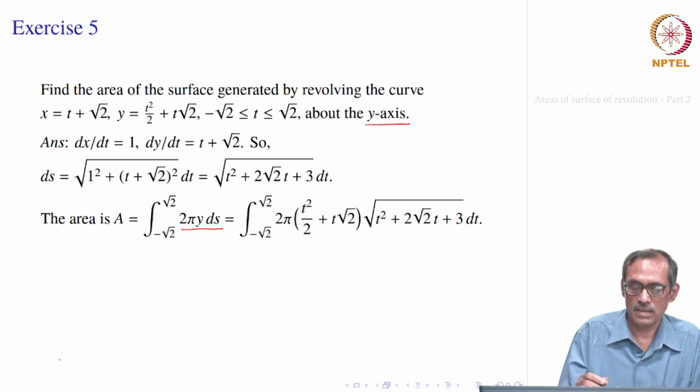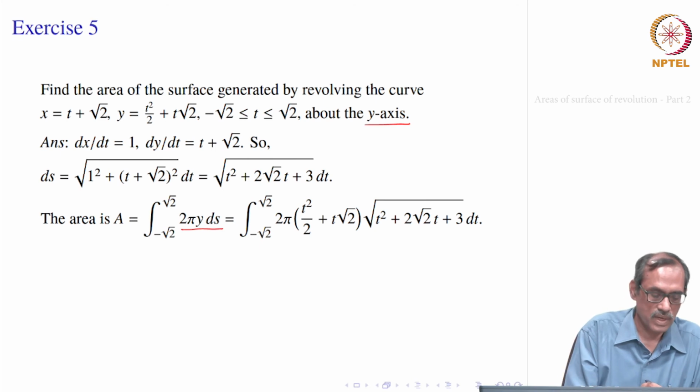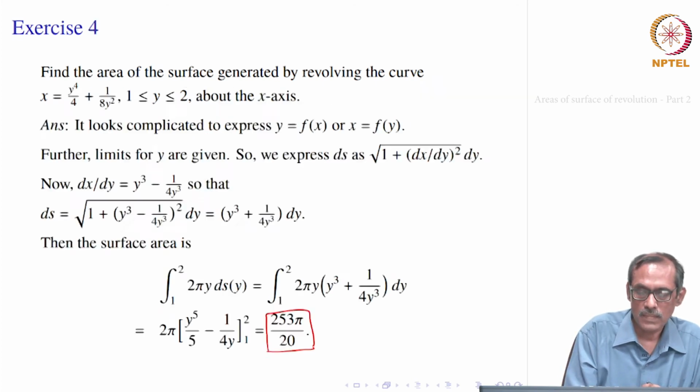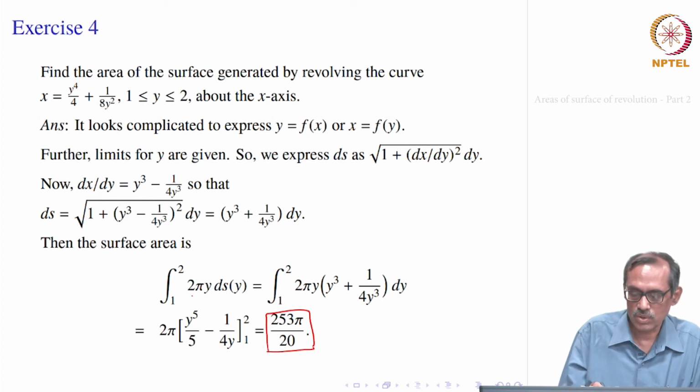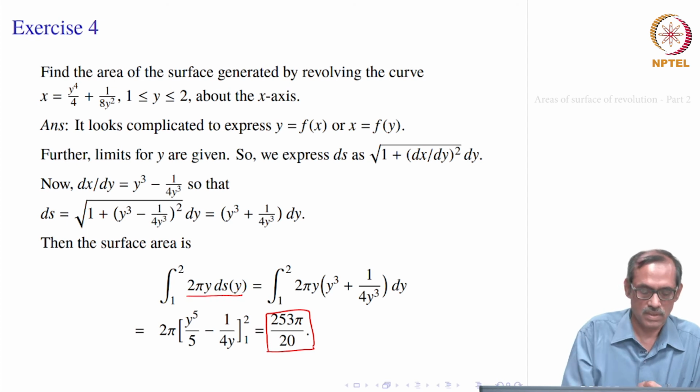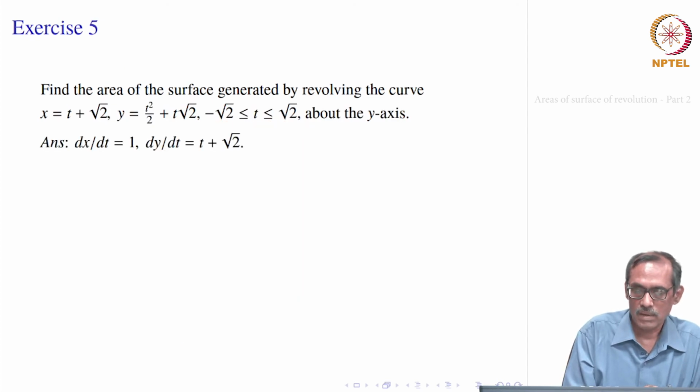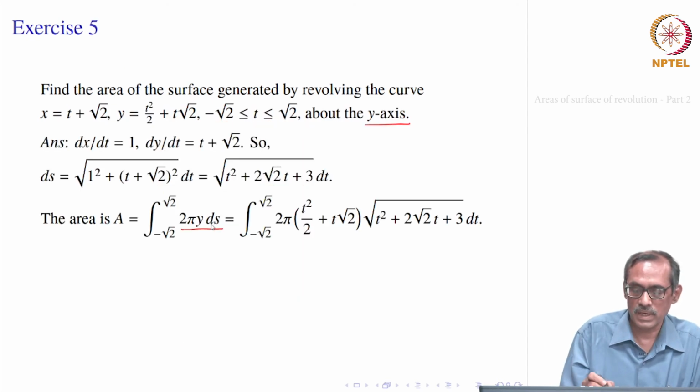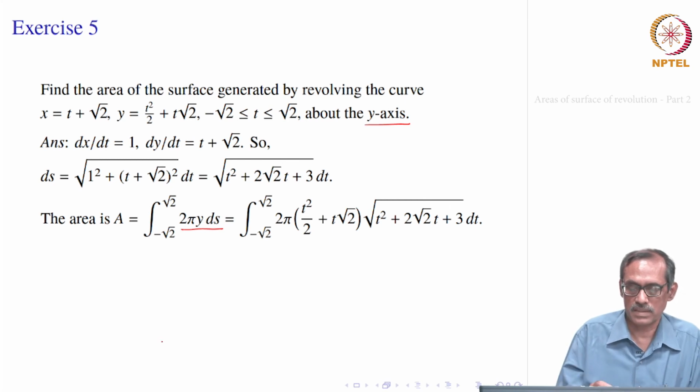Is that all right? Because, okay, you can see what happens. In the earlier problem, we had taken ds equal to dy, so it was 2 pi y ds. The same thing we are applying here, but now it is given in terms of parameters.